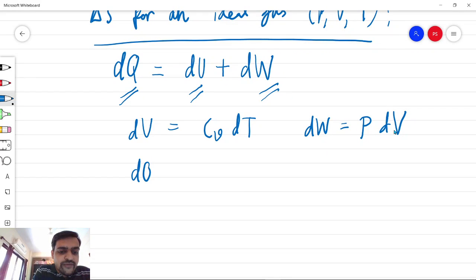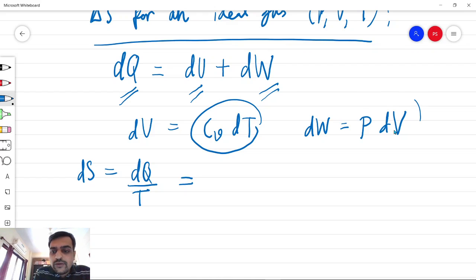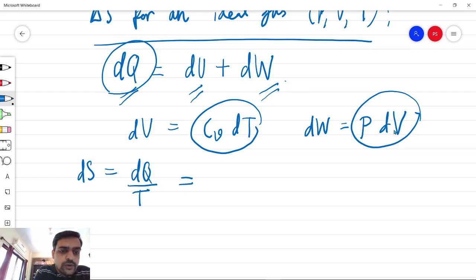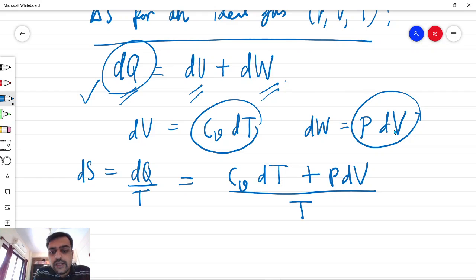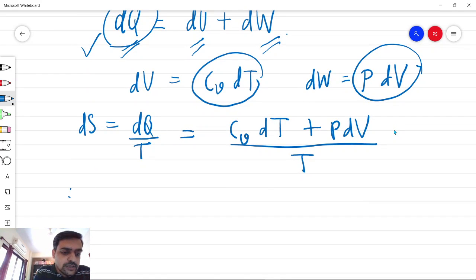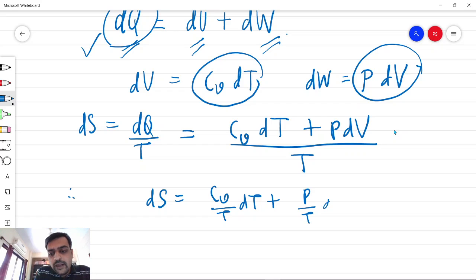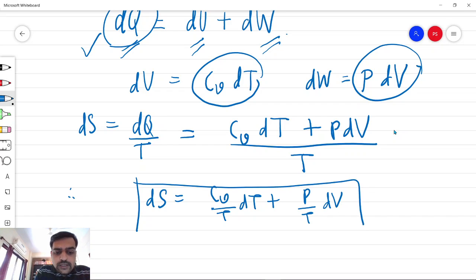Further, we also know by definition that dS is dq divided by T. So let us use this expression for du and this expression for dw in dq, and write that dq here so that we get Cv dT plus P dV divided by T. Thus we have dS equal to Cv by T dT plus P by T dV. Let us just call this equation A.